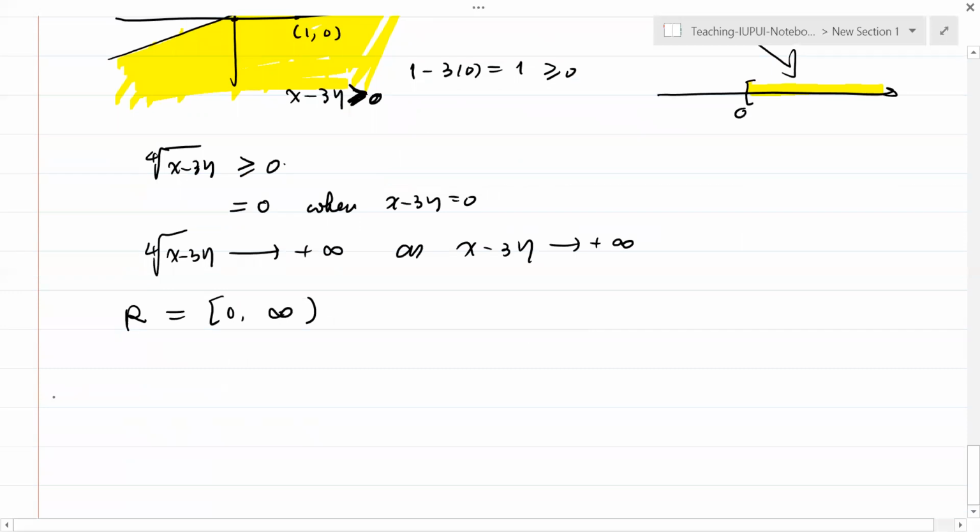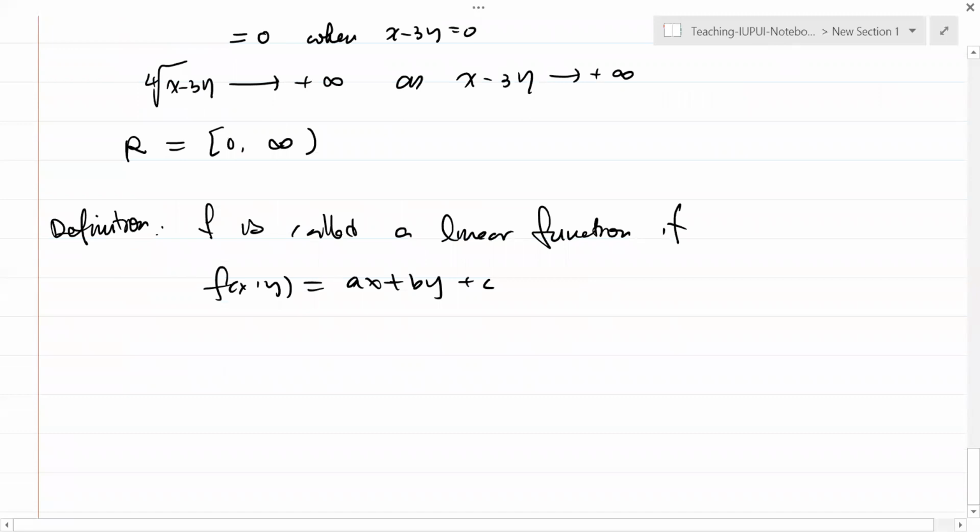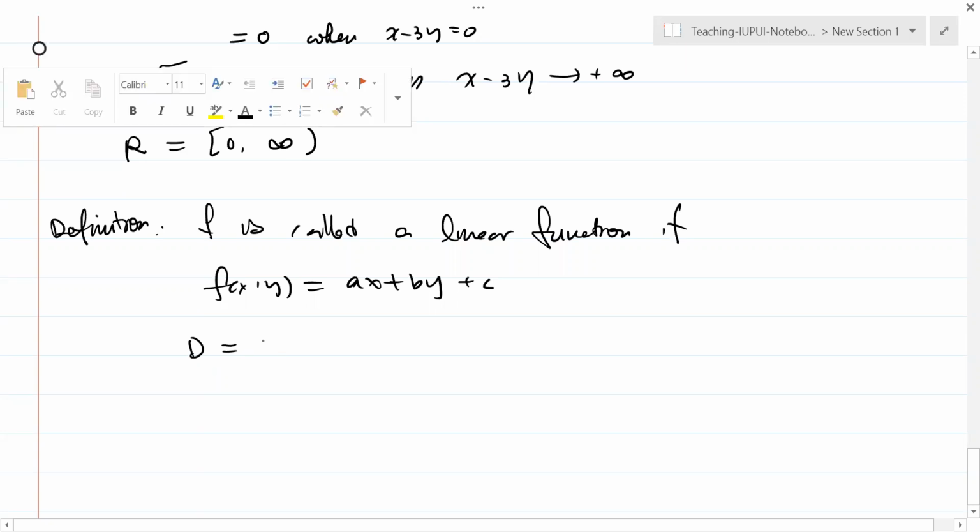Now, here's the definition. f is called a linear function if the formula for the function is in this simple form, no square. That's a very special function. For a linear function, the domain is going to be the whole plane because it's defined for any x, y.